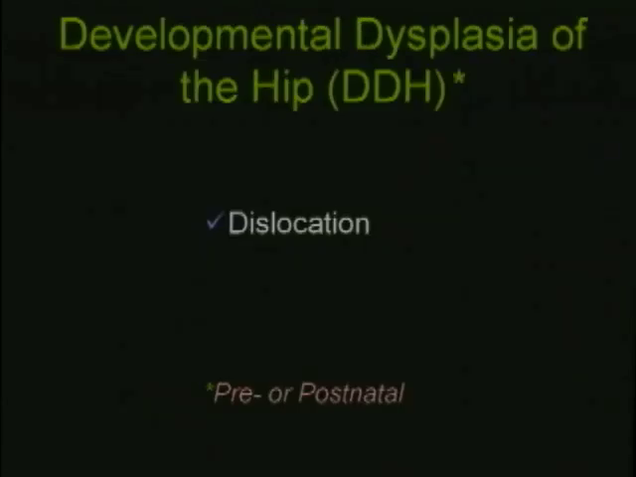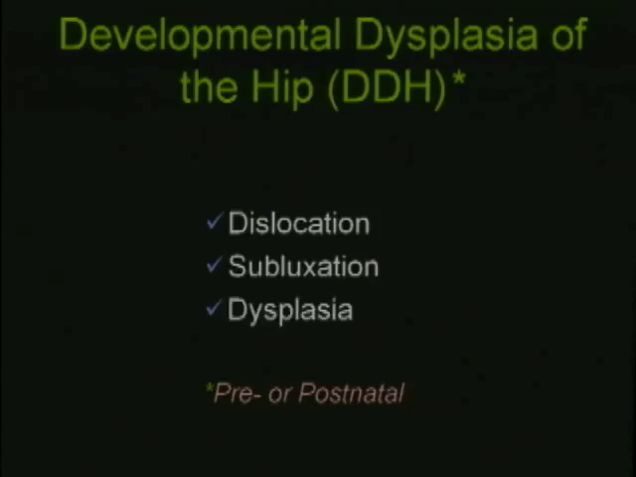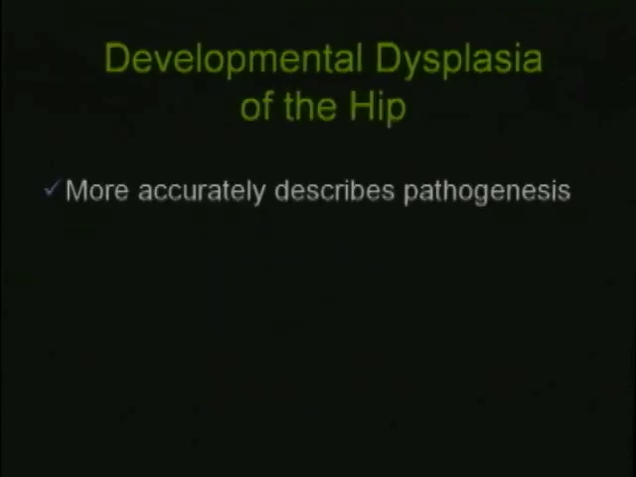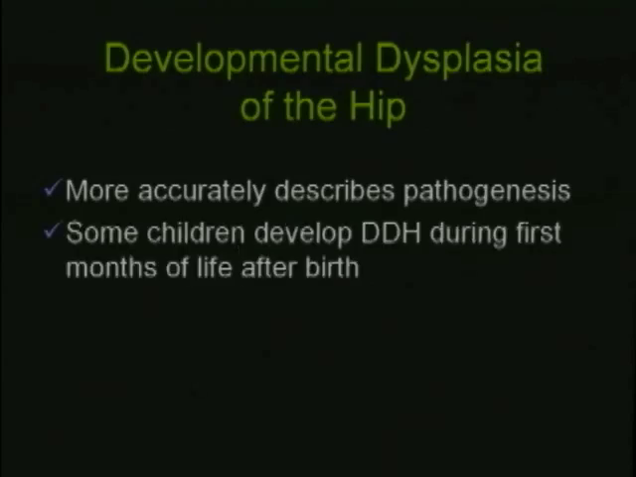In the past, dislocation was the term that was used for abnormalities of the infant hip. But in 2010, we used the descriptor of developmental dysplasia of the infant hip, which is meant to include all aspects of abnormalities in the development of the hip, including dislocation, subluxation, and dysplasia, whether or not it occurs prenatally or postnatally. The reason that this term was developed is that it really more accurately describes the pathogenesis of DDH.